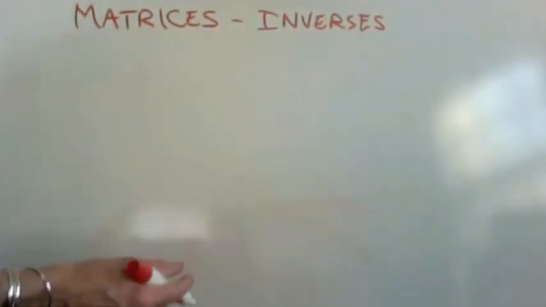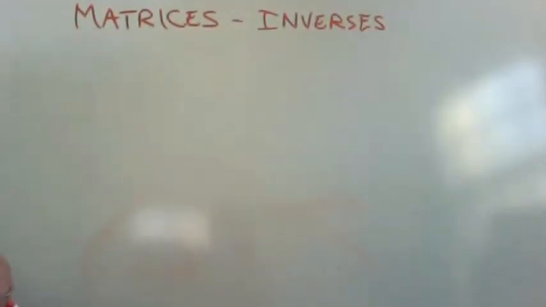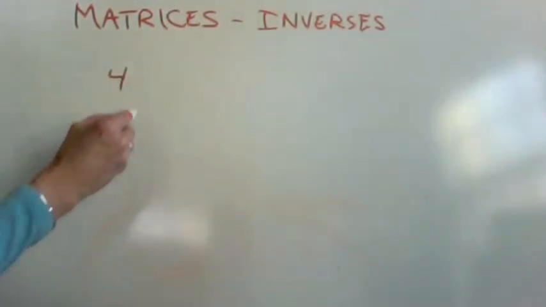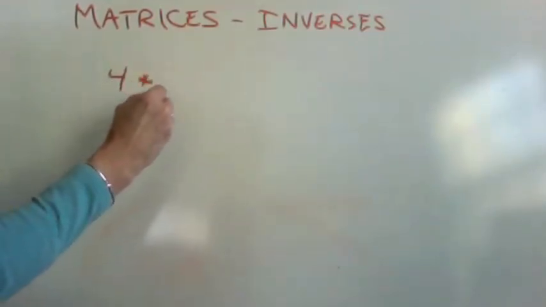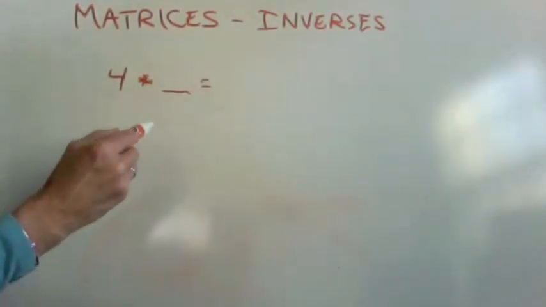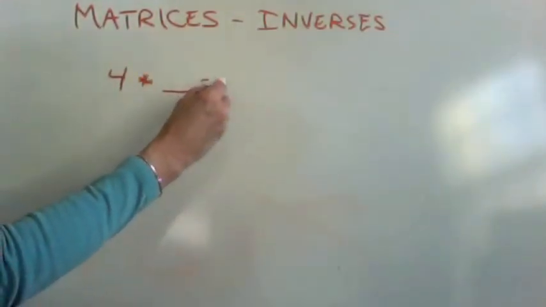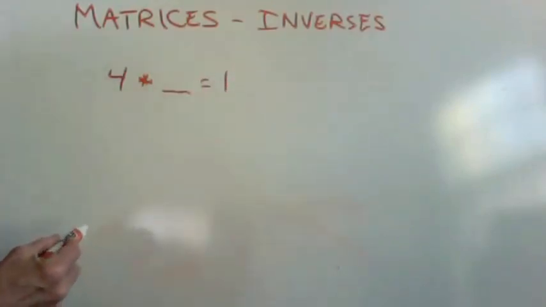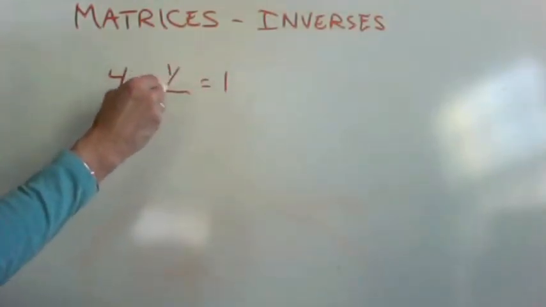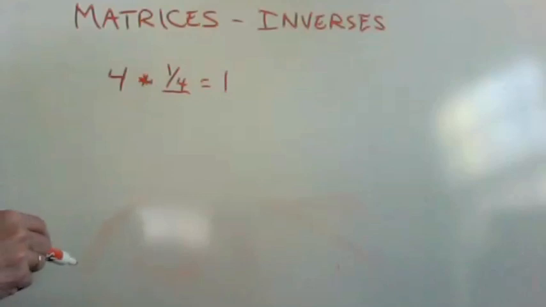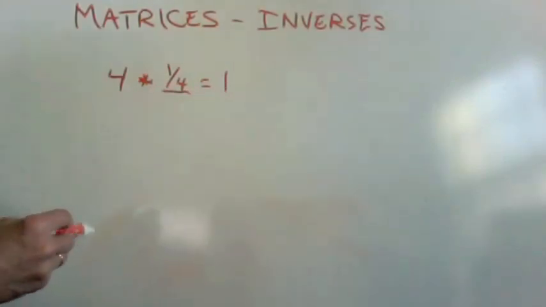So let's have a quick conversation about matrices and their inverses and how this fits into our system solving that we want to do with matrices. Okay, so if you were to take a real number, such as 4, you might ask yourself, what do I have to multiply that by to get the multiplicative identity, which is 1? And your answer to that should be 1/4, or the reciprocal. So 4 times 1/4 equals 1.